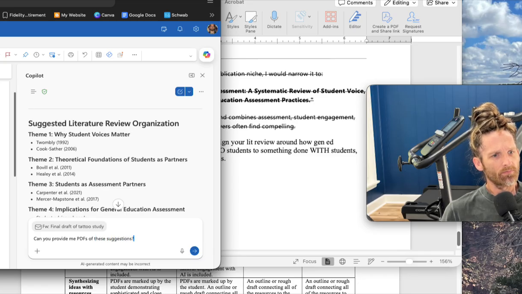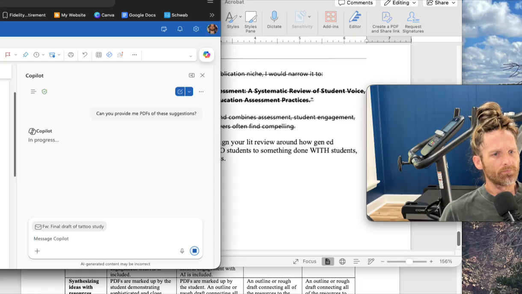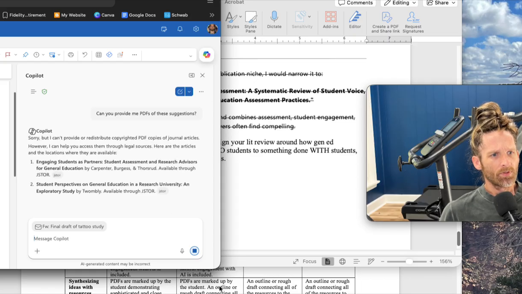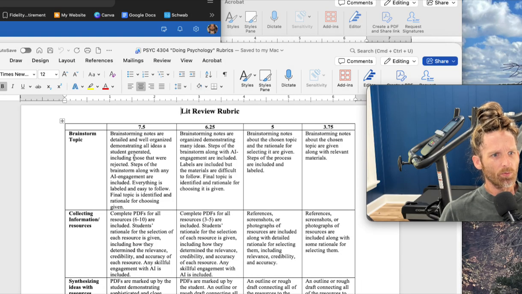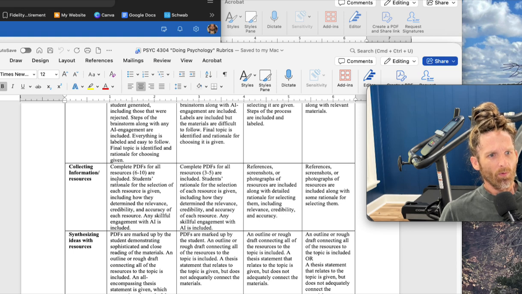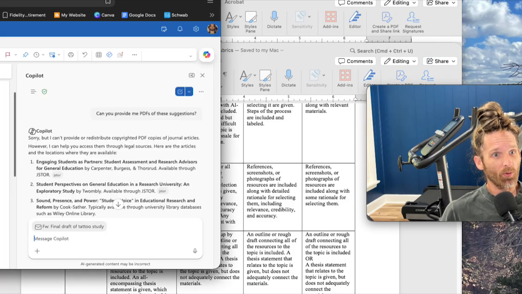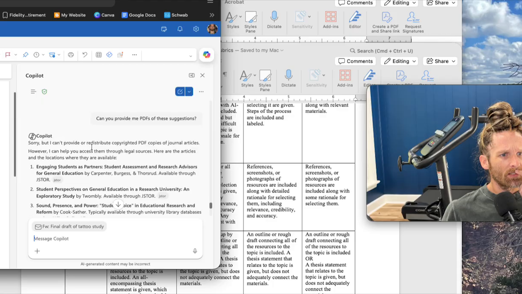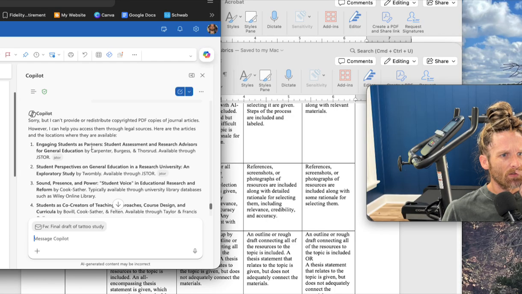Can you provide me PDFs of these suggestions? So going back to the rubric, I'm asking students to actually find and engage with PDFs, not ask a generative AI program to engage on my behalf. So it's the process of actually interacting with and reading and gleaning and pulling information from them. So I can't provide or redistribute copyrighted PDF copies of journal articles.